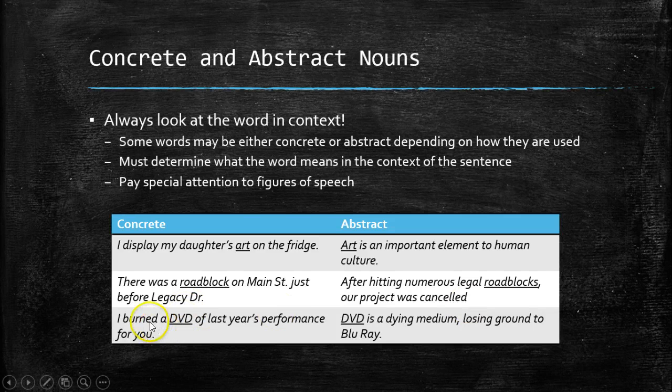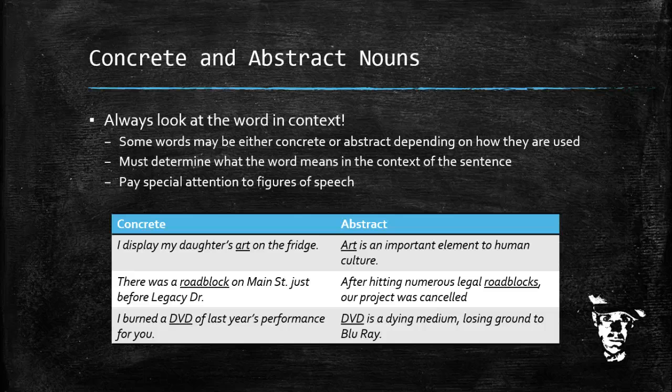Here's the third example. I burned a DVD of last year's performance for you. The DVD is something I can hand to you. It's tangible. It's concrete. Here, in the abstract sense, I could say this: DVD is a dying medium losing ground to Blu-ray. Now I'm talking about the concept of DVD as a technology, and in that sense, it's abstract. Alright, go and move on to the next exercise here where you practice identifying and distinguishing concrete nouns from abstract nouns.